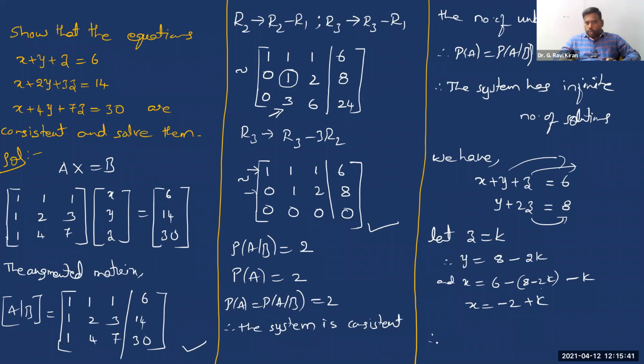So therefore, the solution for the given system, capital X, is equal to: x is minus 2 plus k, then y is 8 minus 2k, and z is k. So this is the solution of the system of equations where k takes any real number.